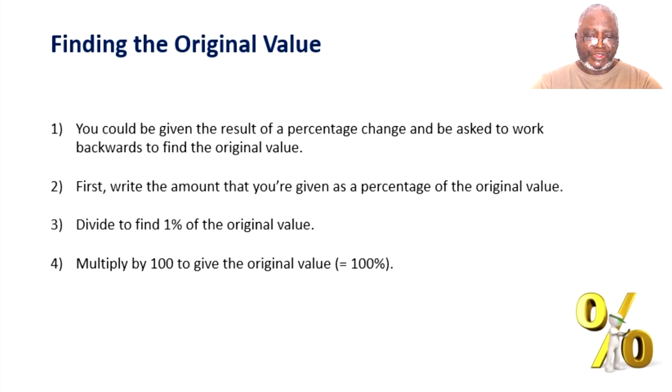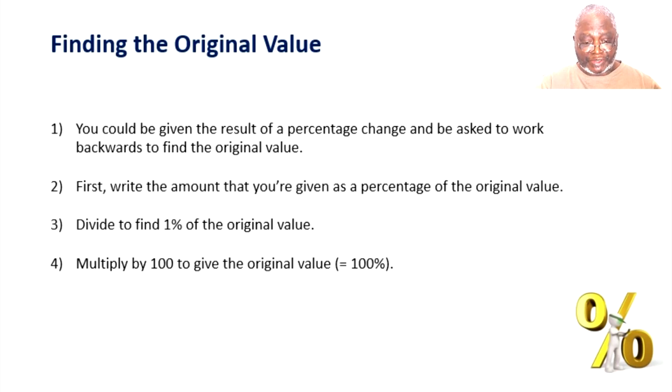Now, finding the original value. This can be a little bit tricky because it took me a while when I was at school to learn how to do this. But I've tried to make it as simple as possible for you. You could be given the result of a percentage change and be asked to work backwards to find the original value. First, write the amount that you're given as a percentage of the original value.